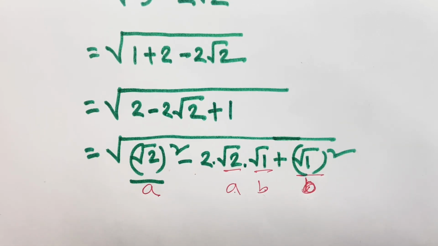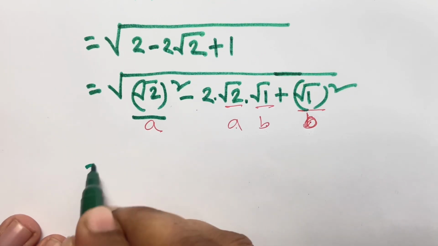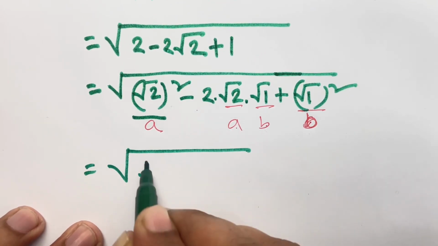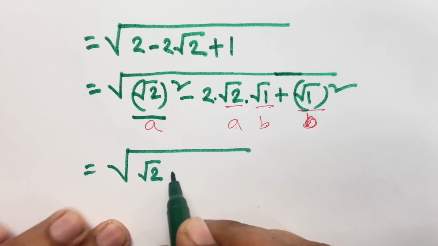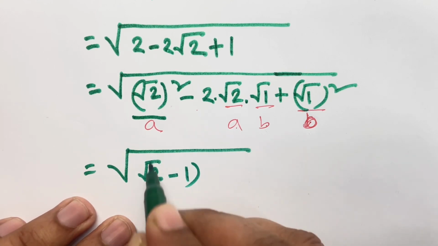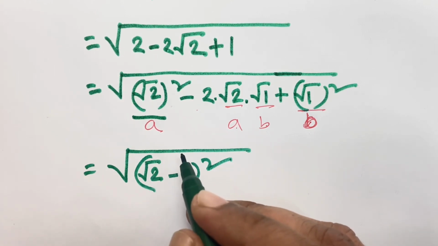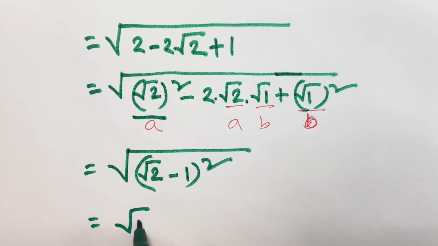Now I can say square root of root over 2 minus 1 whole square. So square root is cancelled. Now I can say easily square root of 2 minus 1. This is the answer.